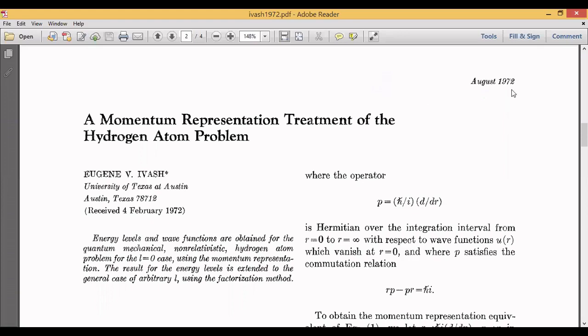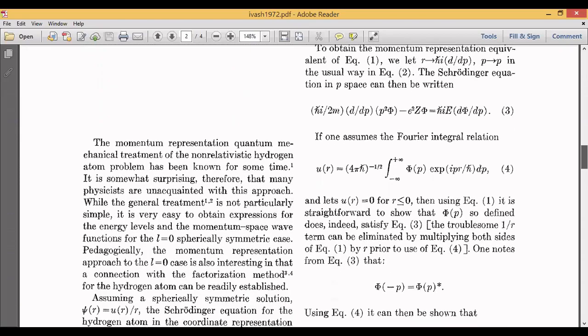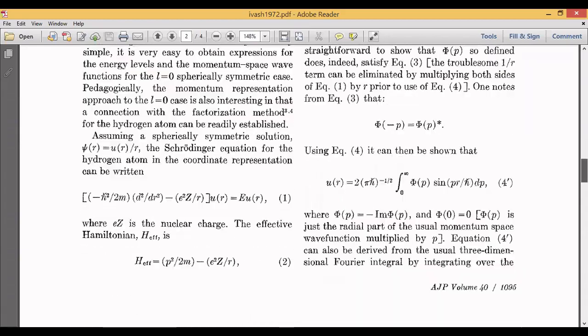This is a very old paper, published in 1972 by Walsh. This is a little bit complicated.